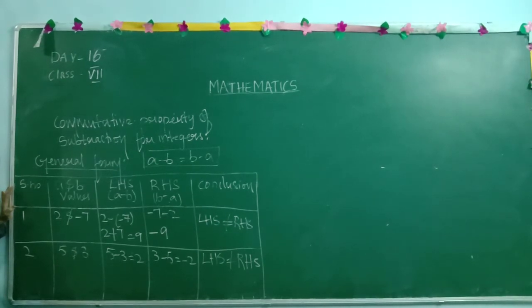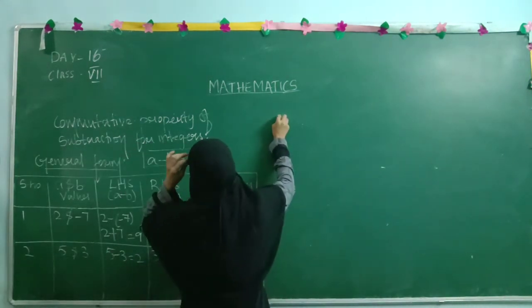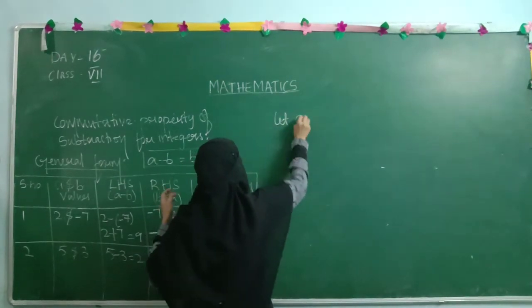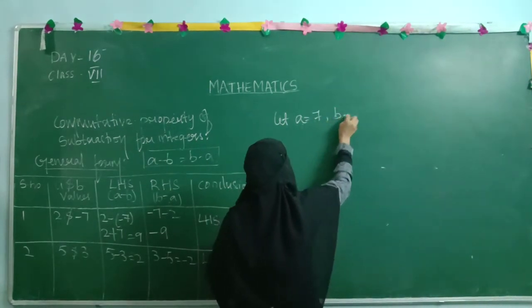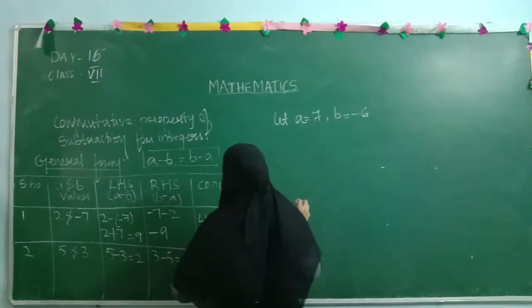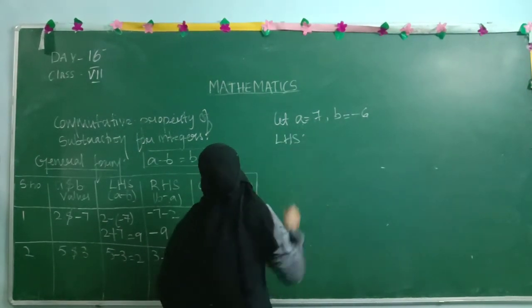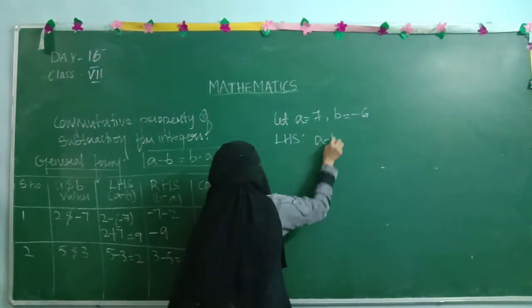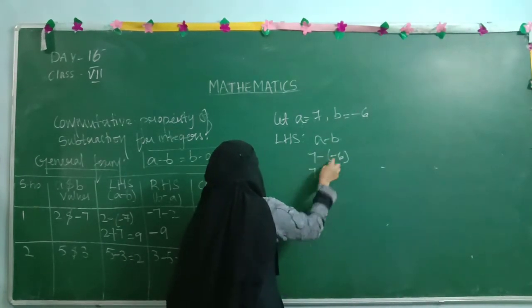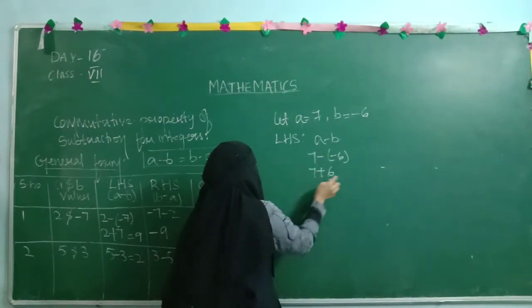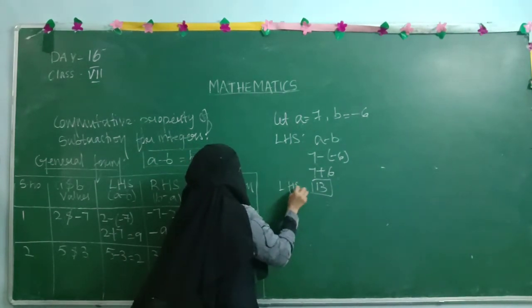Let's also solve this individually. First we take the a and b values. Let a equal 7 and b equal minus 6, any number you can take. Now first we solve the LHS part. LHS is nothing but a minus b. What is the value? 7 minus of minus 6, so 7 minus into minus becomes plus 6. 7 plus 6 is 13. This is your LHS.